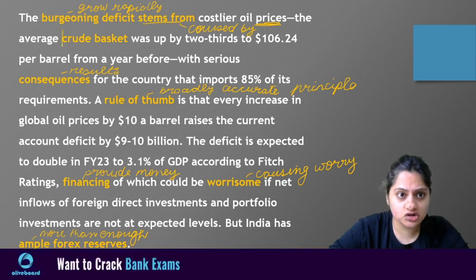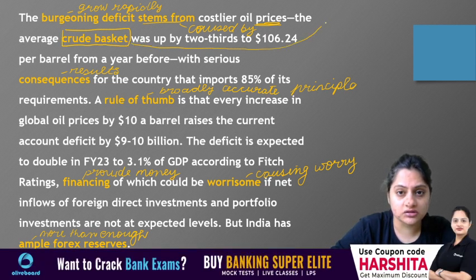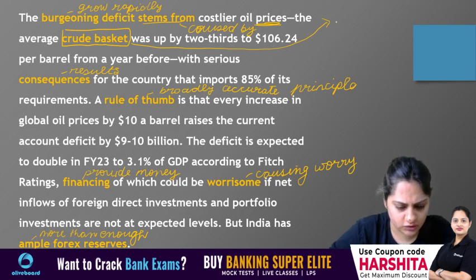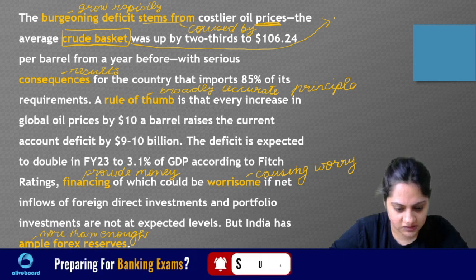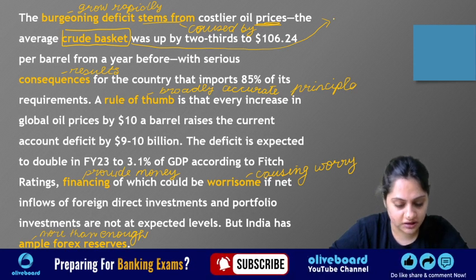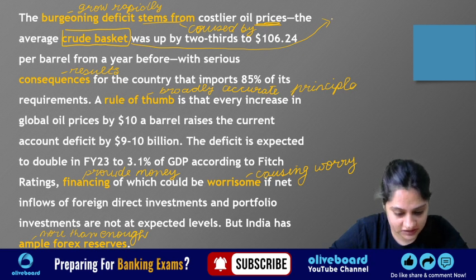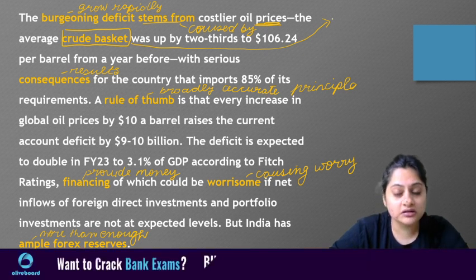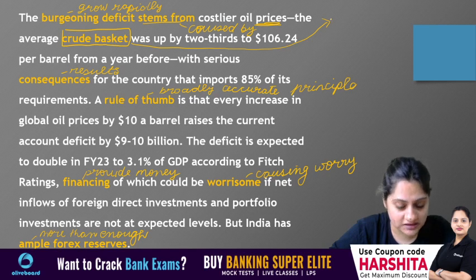Okay, the average crude basket was up by two-thirds. It has increased. When we talk about the crude basket, please remember it is used as an indicator of the price of crude imports in India. So whenever we have price problems in the country, we see the crude basket. On the website it is updated. So when you say the prices of oil have increased, that is a part of our basket.